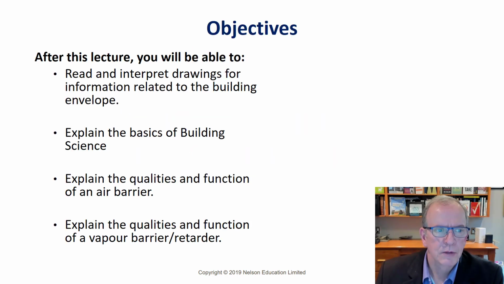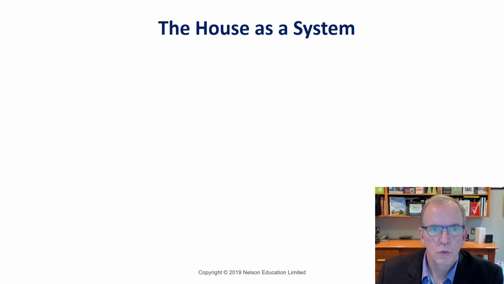So some of the things that we'll be looking at, and this is really from chapter 12 of your textbook, and so we get into the information from chapter 12. So looking at how to interpret information from drawings, I have another video which is 8C, which gets into all of those aspects, explaining the basics of building science, as I mentioned, some of the qualities and functions of an air barrier and a vapor barrier, what are some of the nuanced differences between them as well.